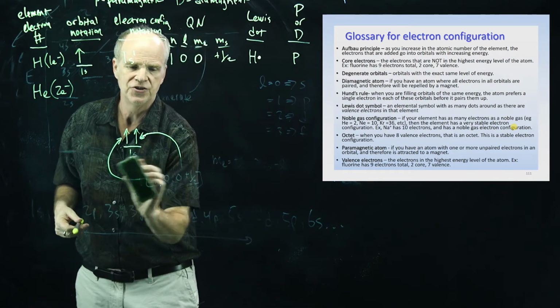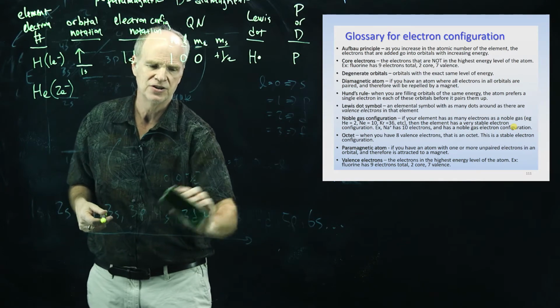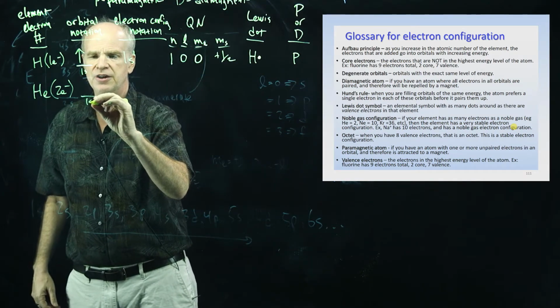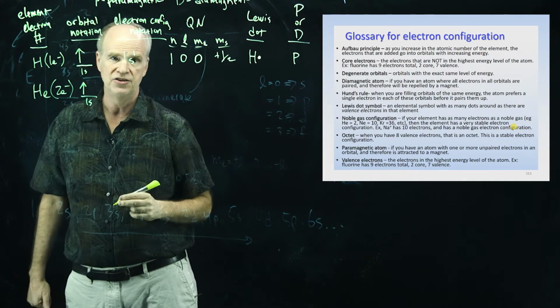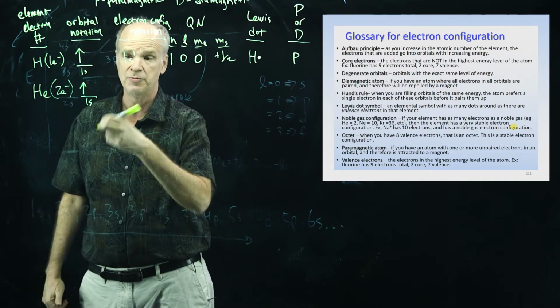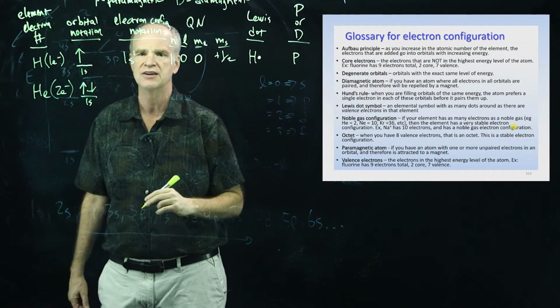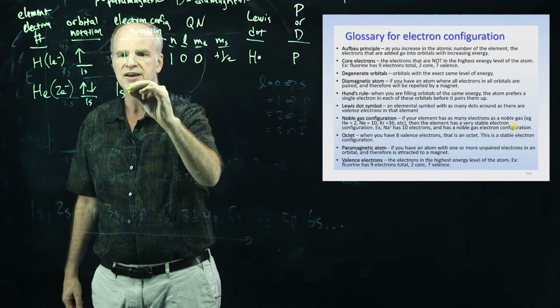So I'm going to erase this and draw the correct electron configuration of helium. So it's going to be 1s, and then the first electron is in the 1s orbital and spinning clockwise, and the next one must be spinning counterclockwise. So that is correct. So this is 1s2.